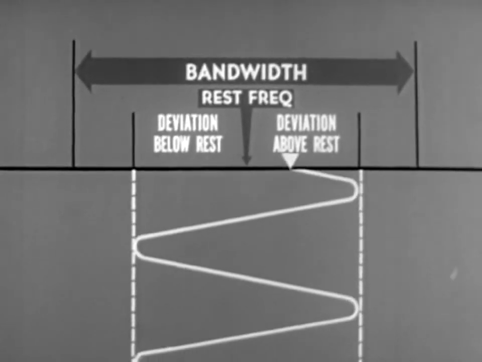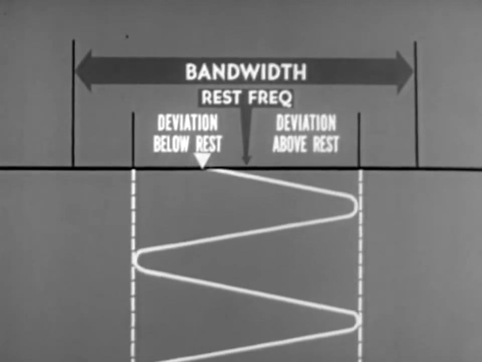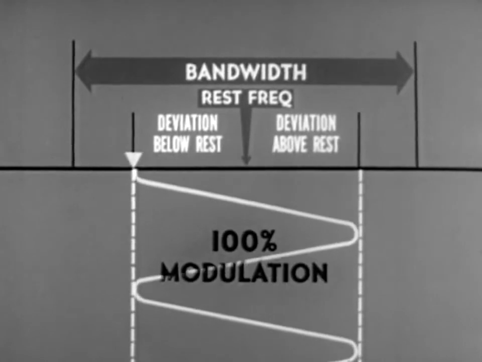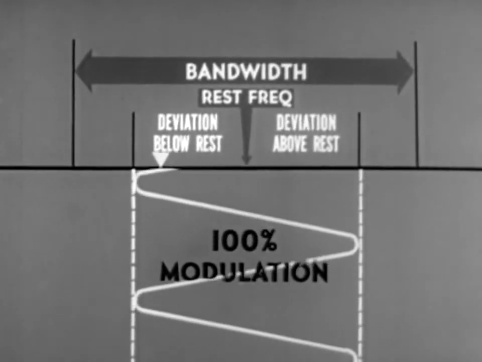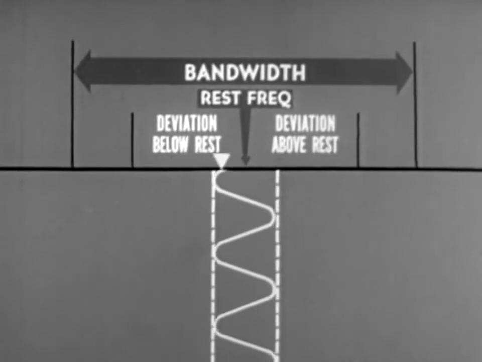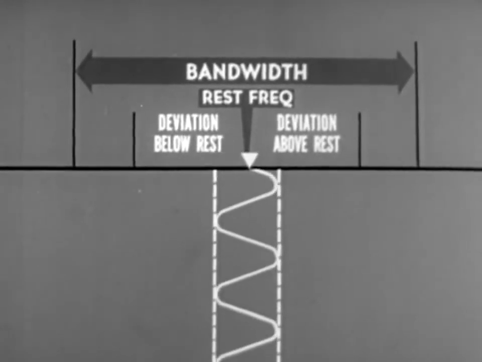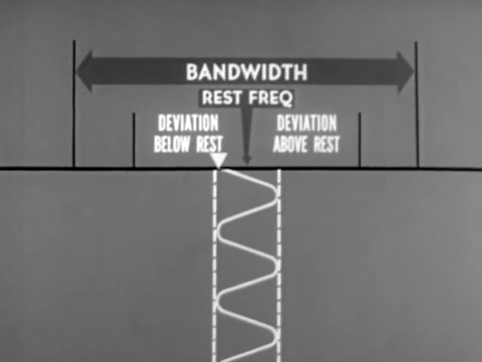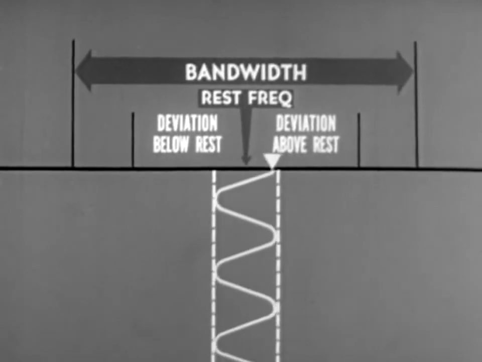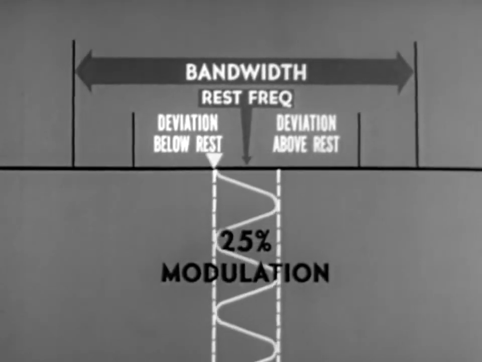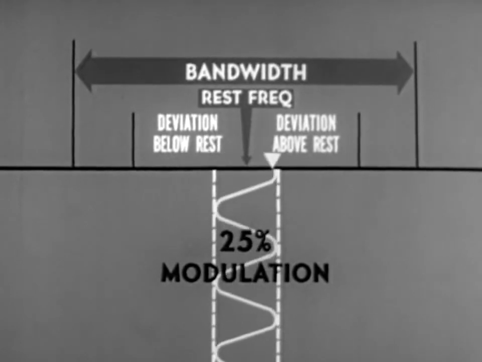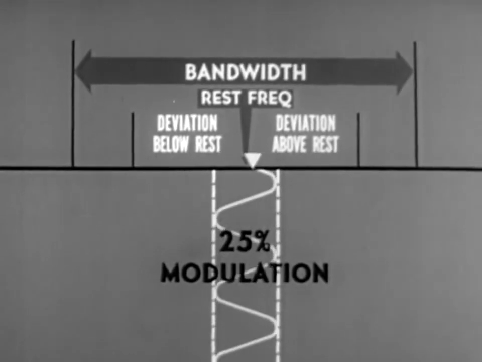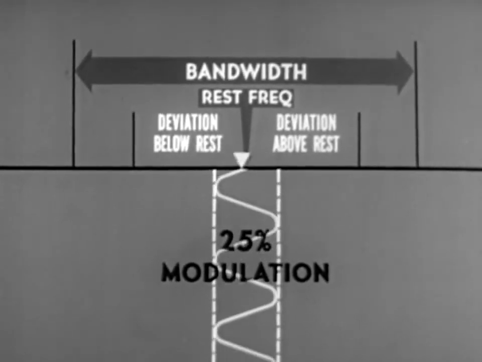And this brings up another point: percentage of modulation. In FM, 100% modulation is achieved when the carrier reaches full deviation. If the amplitude of the modulating signal is lowered so that the carrier deviates only 25%, or 1/4 the frequency scale allotted to it, the carrier is said to be modulated 25%. Percentage of modulation in FM, therefore, refers to the amount of carrier deviation in relation to the total frequency range, or range of deviation allotted to the particular FM channel.